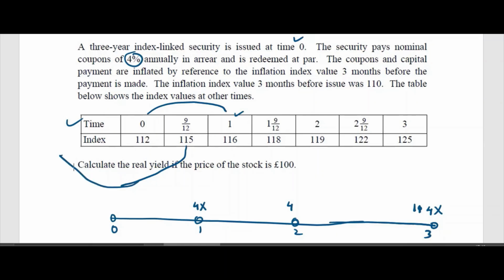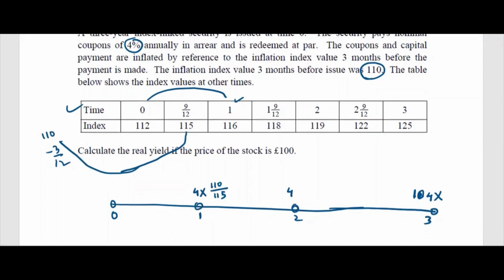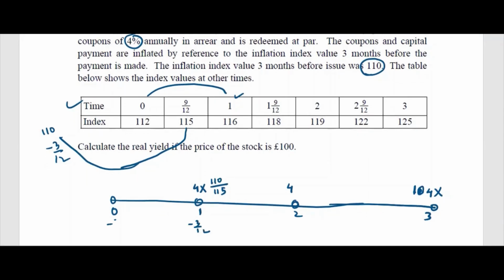Then here also for 0, you subtract. 9 by 12 minus 1, that is minus 3 by 12. The minus 3 by 12 separately they must have given the value. This is 110, redeemed at par. So 104, so this is 110. So you write this way: 110 divided by 9 by 12, 115. Sorry, don't subtract 1. You subtract this 3 by 12 from here. These two values you have to use. That 110 will not change. And here 115, then here 118, here 122.